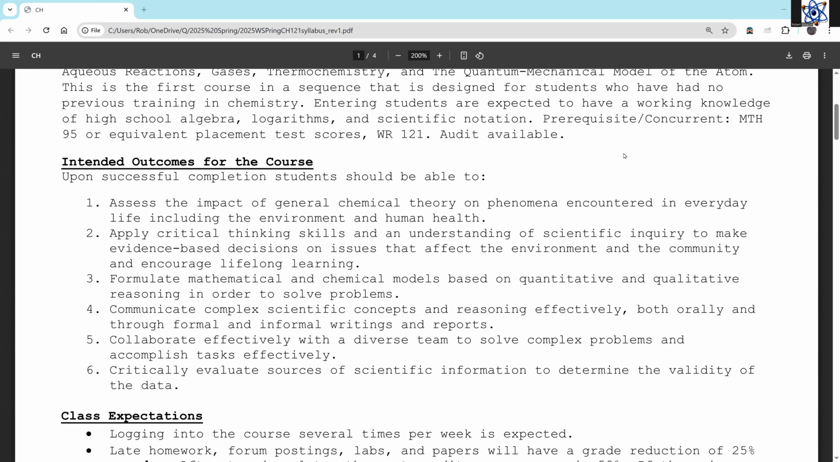Okay, so the second one here is apply critical thinking skills and an understanding of scientific inquiry to make evidence-based decisions on issues that affect the environment and the community and encourage lifelong learning. So what we're talking about here is the ability for you to look at something and come up with a plan on how to accomplish whatever the goal is, and use evidence to support your theories.